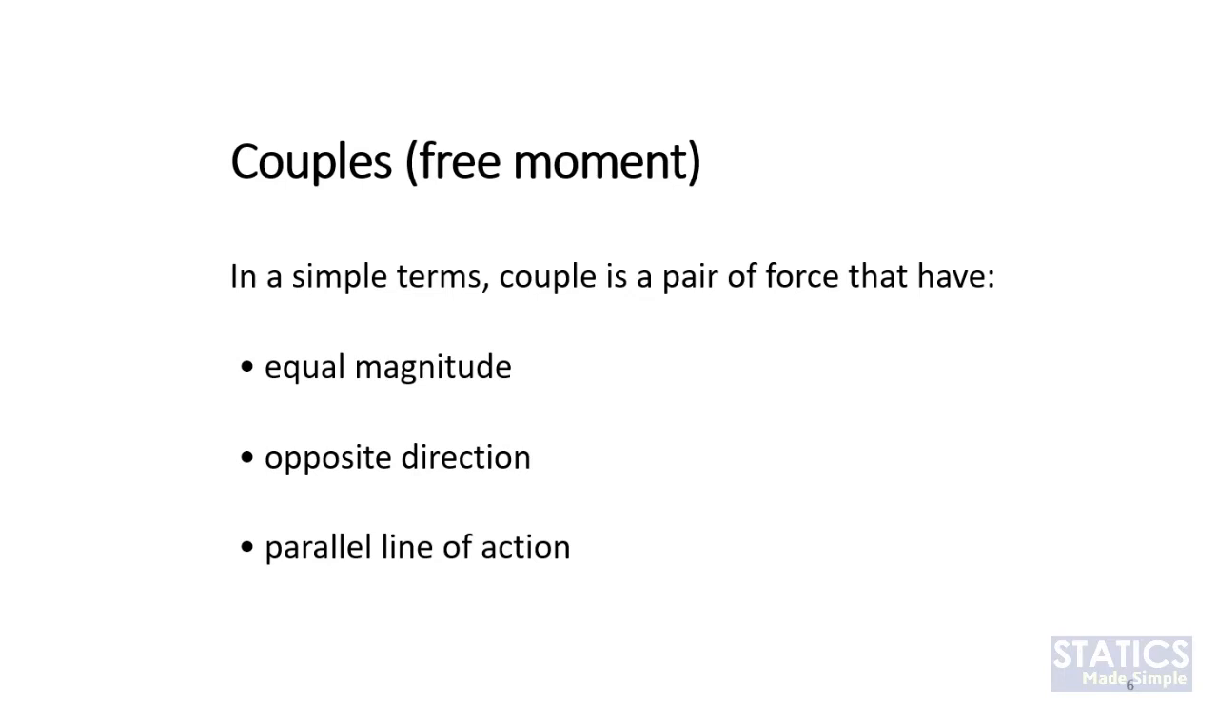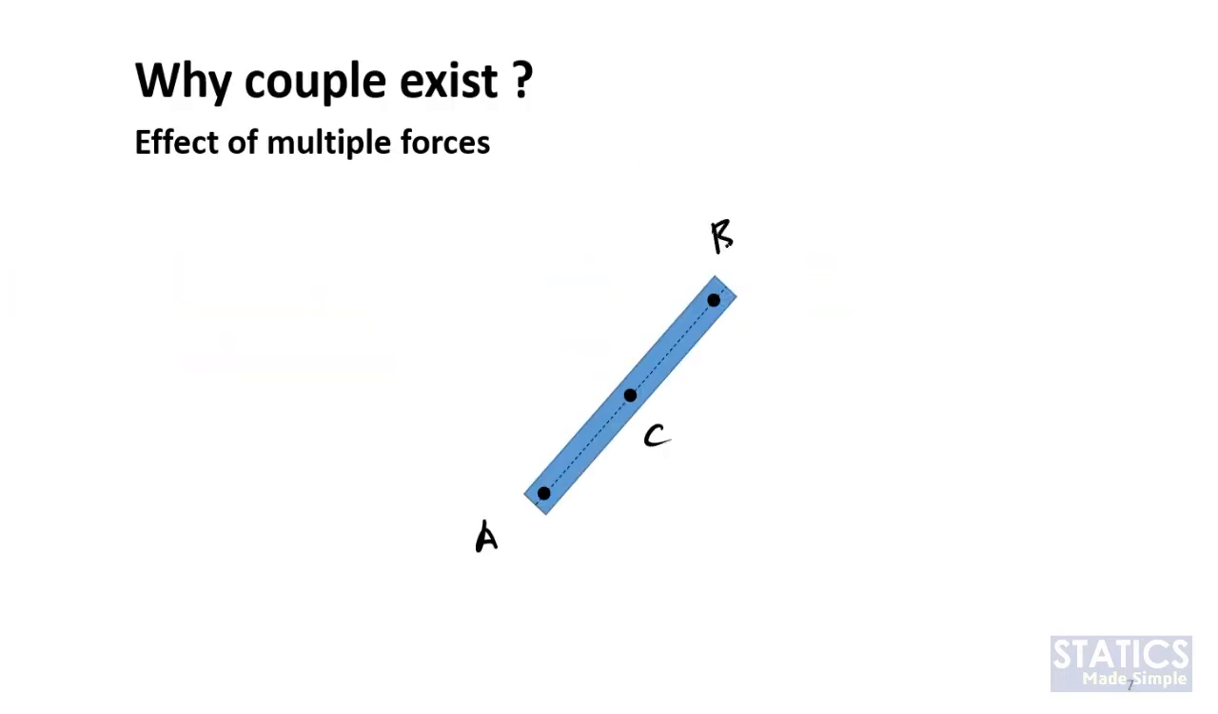All right, what's the use of this couple anyway? Let's say we have the same rigid body with the same points, A, B, C. At B, we apply force F_B. Now we want to see what the effect of this force F_B is at A. Let's say we don't know, but what we do know is that at A there is no force, so the summation of force here is 0.